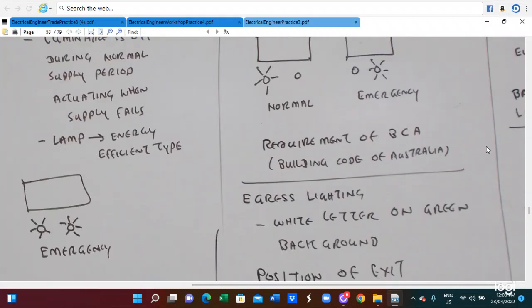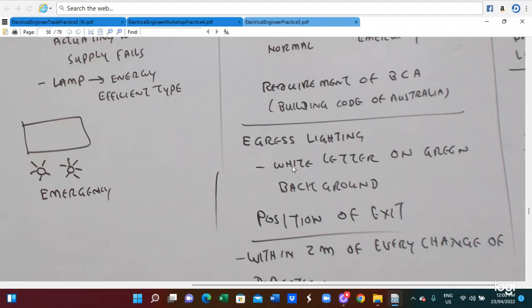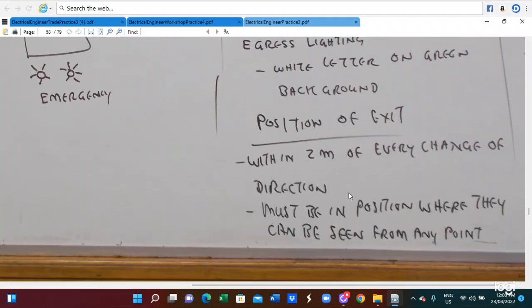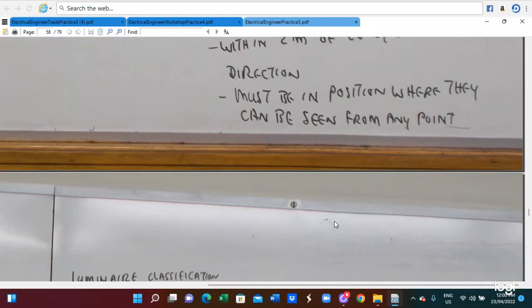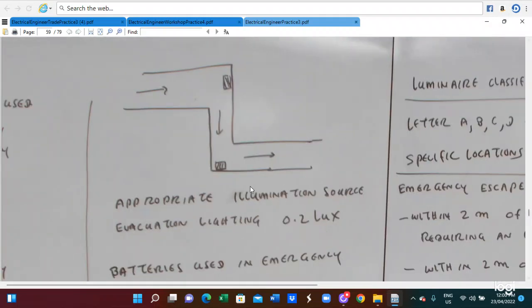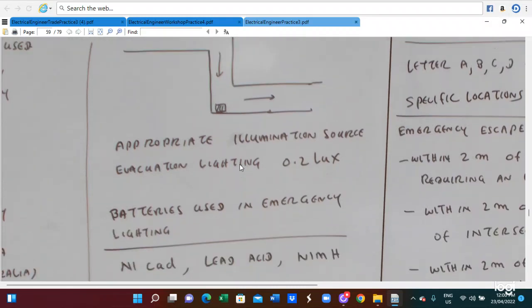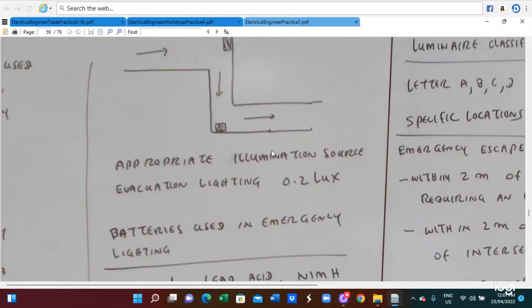As a requirement of the BCA, Building Code of Australia, there must be egress lighting. They will see white text on a green background. They will have to provide the exit sign within 2 meters of every change of direction. We must provide it and it must be positioned so it can be seen from any point. So this is for the connection. At every change of direction, the emergency exit signboard must be located.